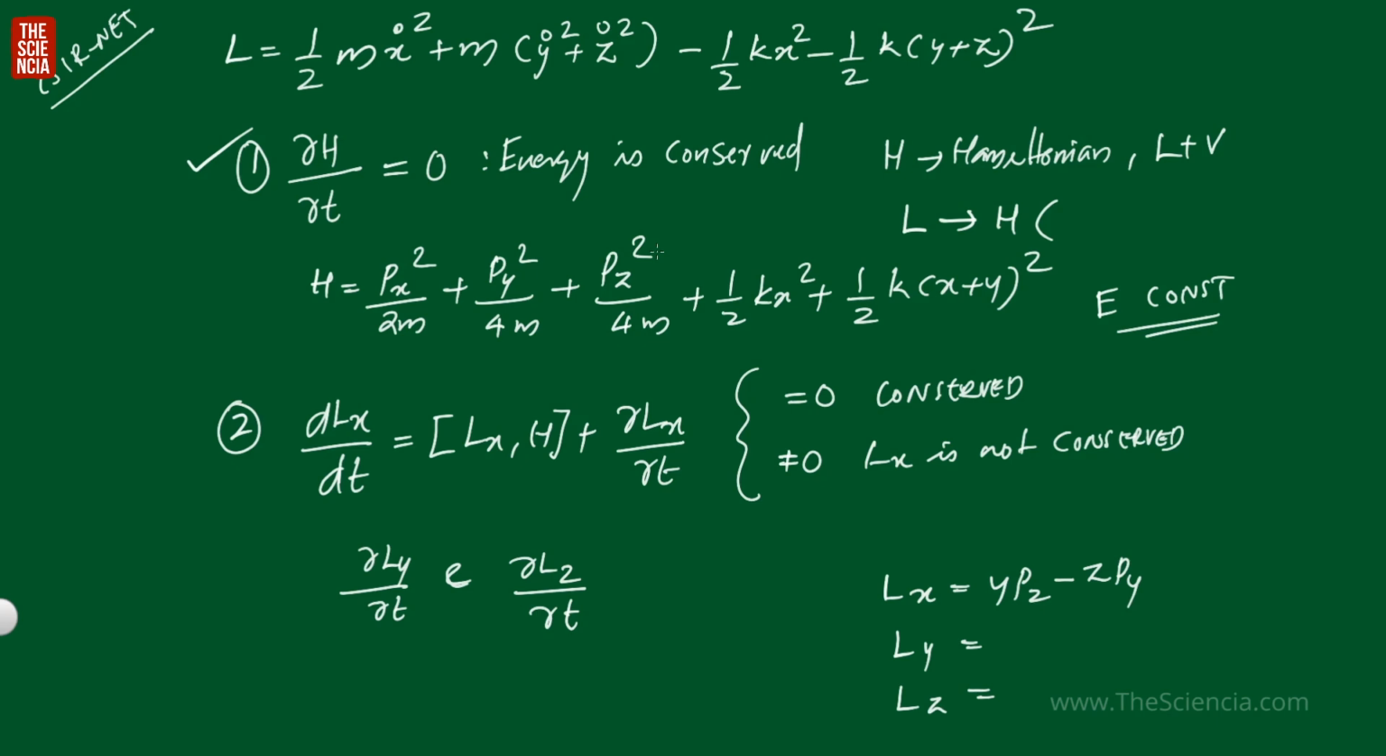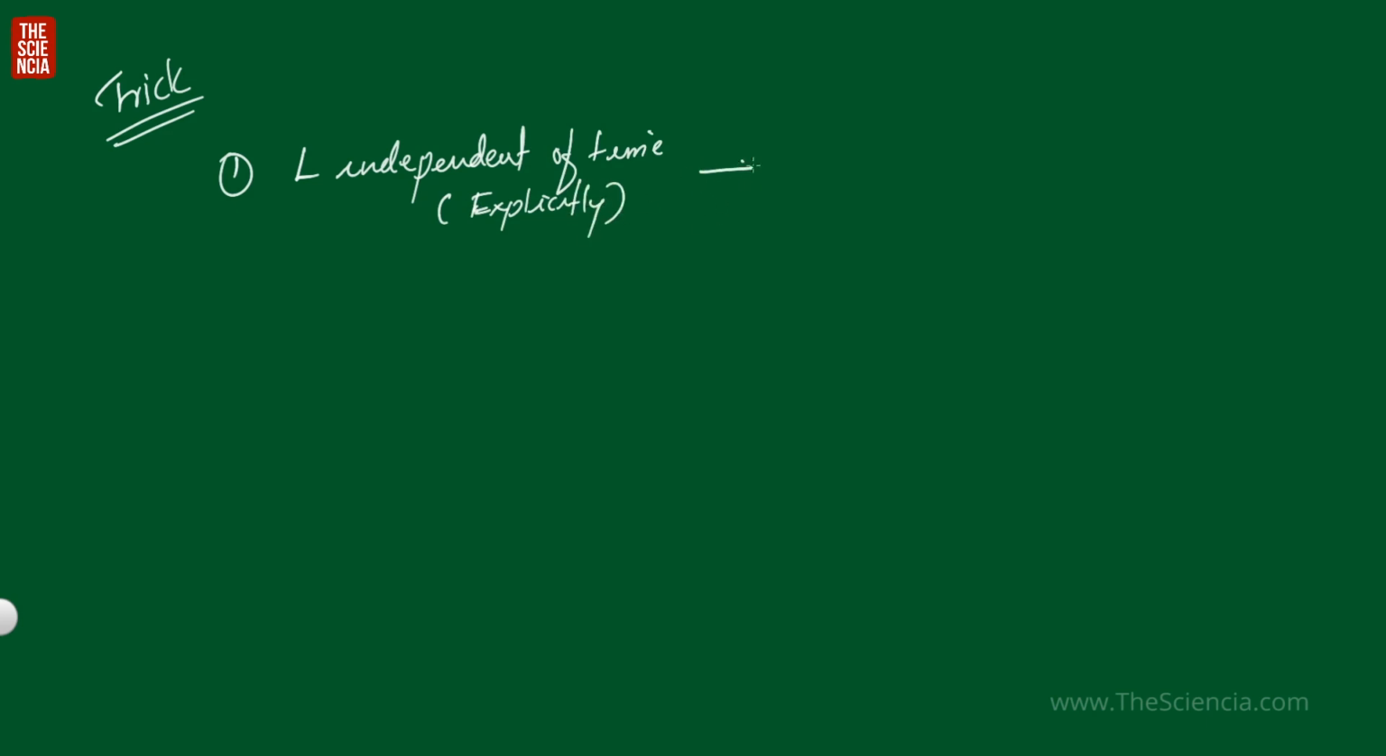So how can we solve this problem? I will tell you the trick. But to use this trick, you have to remember the following things. First one: if the Lagrangian is explicitly independent of time, then total energy will be a constant of motion, or conserved.